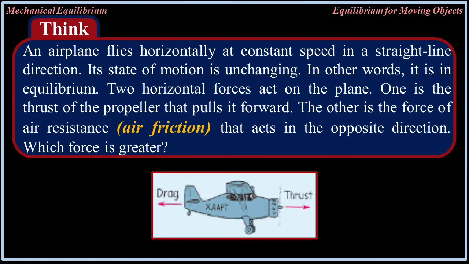Think. An airplane flies horizontally at a constant speed in a straight line direction. Its state of motion is unchanging. In other words, it is in equilibrium. Two horizontal forces act on the plane. One is the thrust of the propeller that pulls it forward. The other is the force of air resistance, air friction, that acts in the opposite direction. Which force is greater?